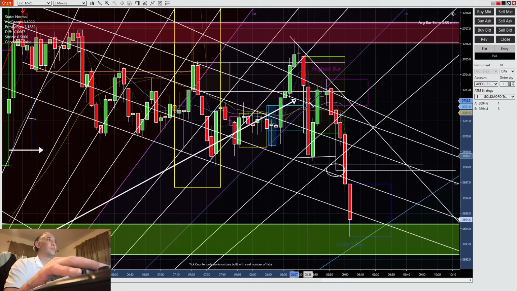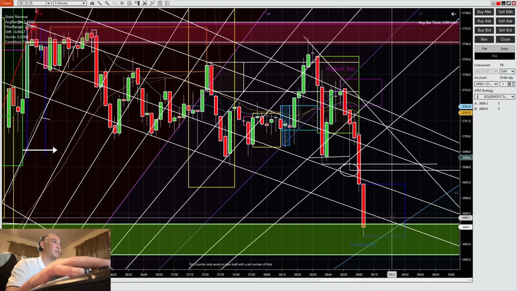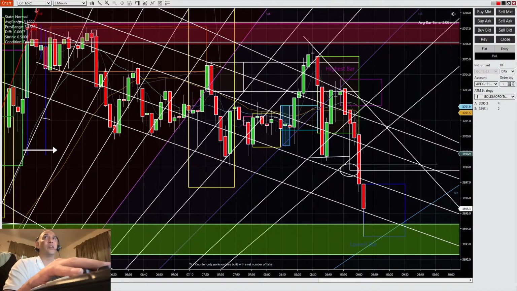So look at that, we just broke through. Woo! And I just totally missed that. But now we hit this liquidity area right here, and we probably have a trade about to happen.